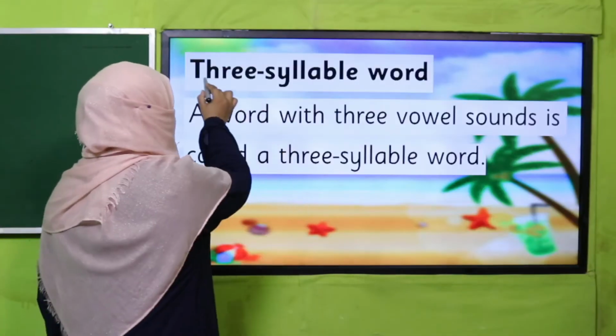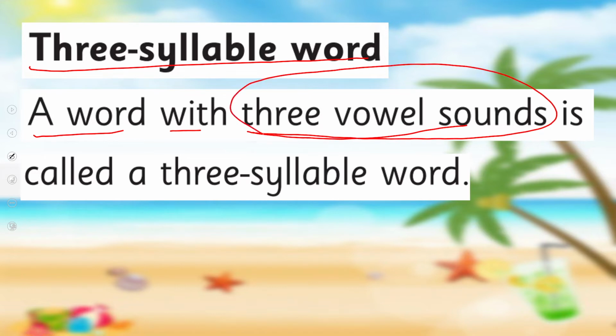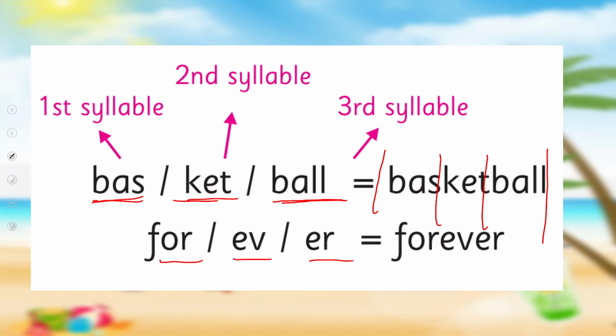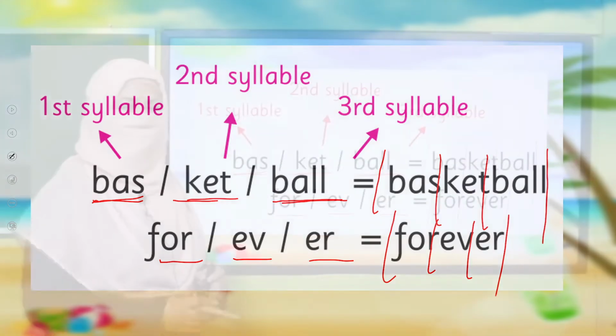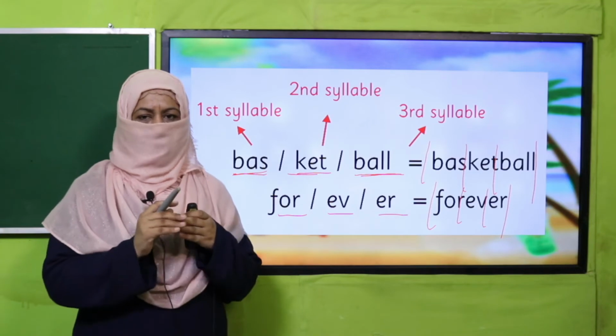The next is three syllable words. This is given in your book. A word with three vowel sounds. Now if in a word there are three vowel sounds, it is called a three syllable word, and its example is basketball. So it is a three syllable word. Basketball. All right. Forever. This is a three syllable word, right? Are you clear? So we are just going to practice one, two, and three syllable words.